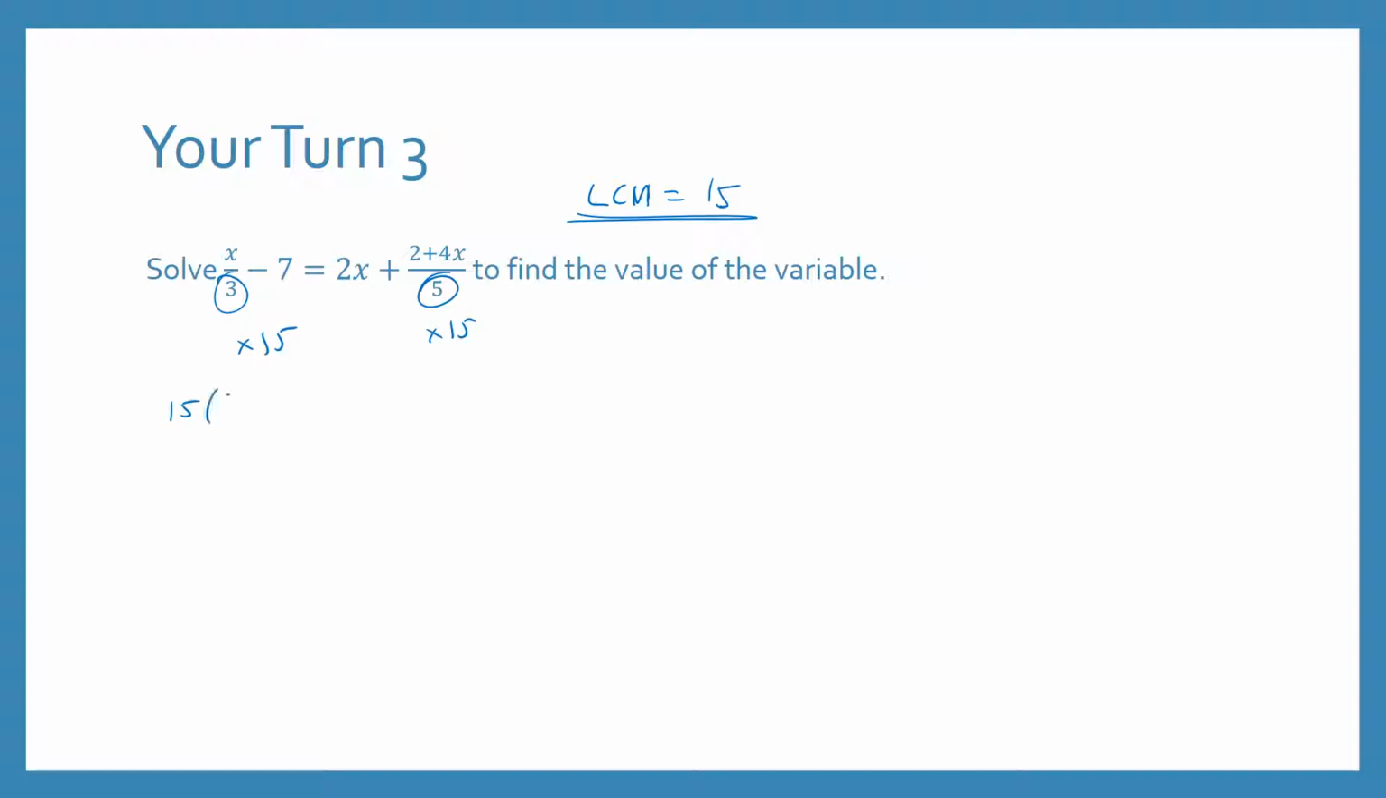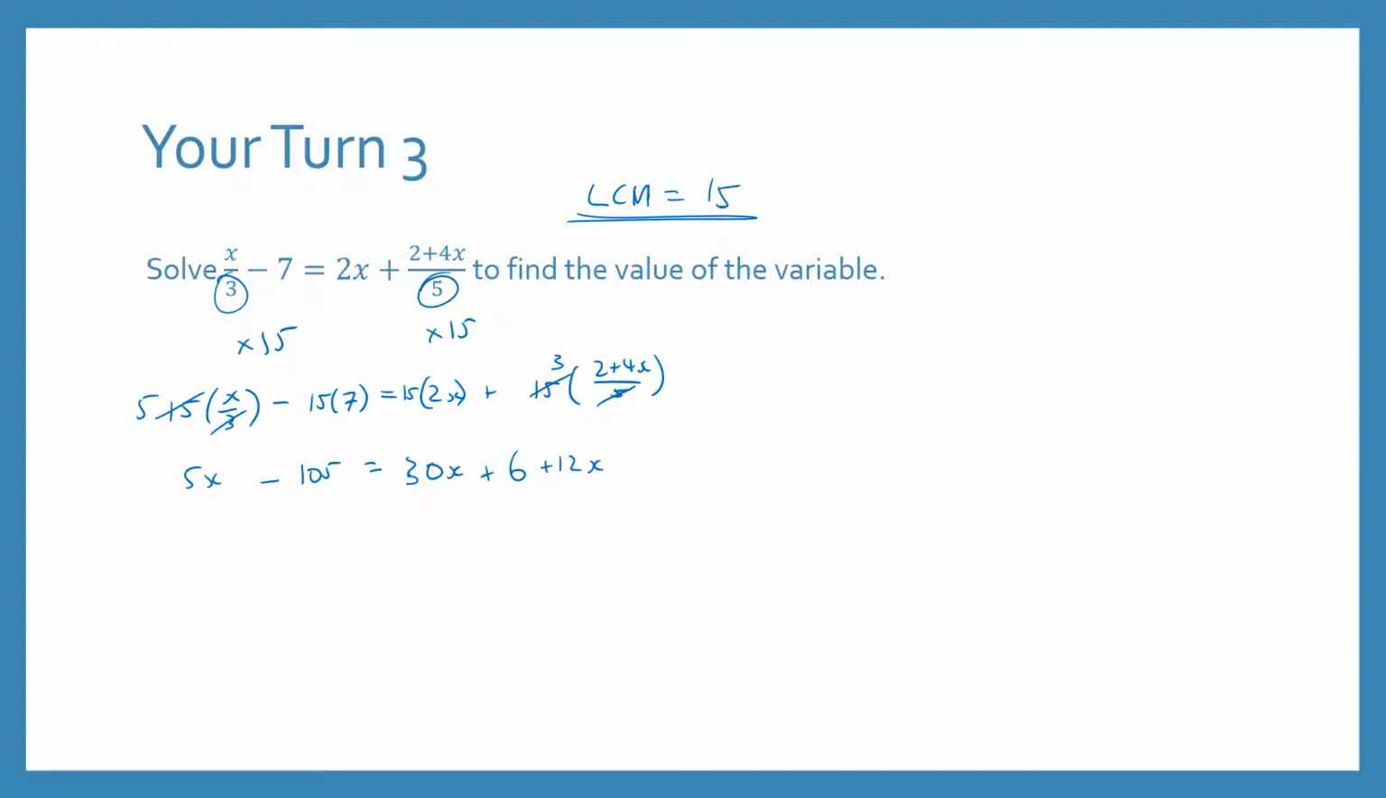We're going to get 15 lots of x on 3 minus 15 lots of 7 equals 15 lots of 2x plus 15 lots of 2 plus 4x on 5. Now we can cancel these ones out. We're going to get 5x, cancel these, and we're going to get 3. Our next step is to then simplify this more. So we get 5x minus 105 equals 30x plus 3 lots of 2, which is 6, plus 3 lots of 4, which is 12x.